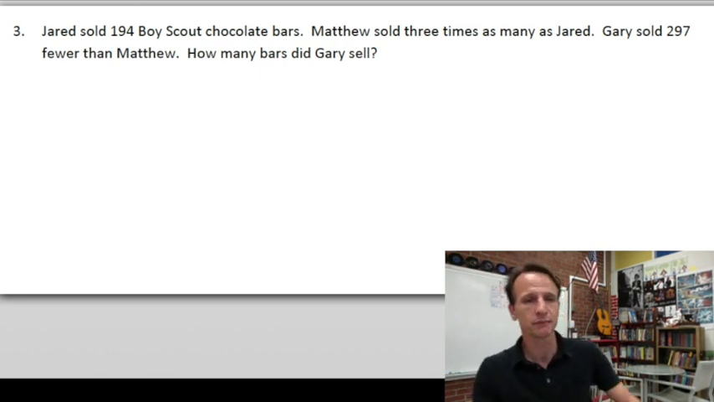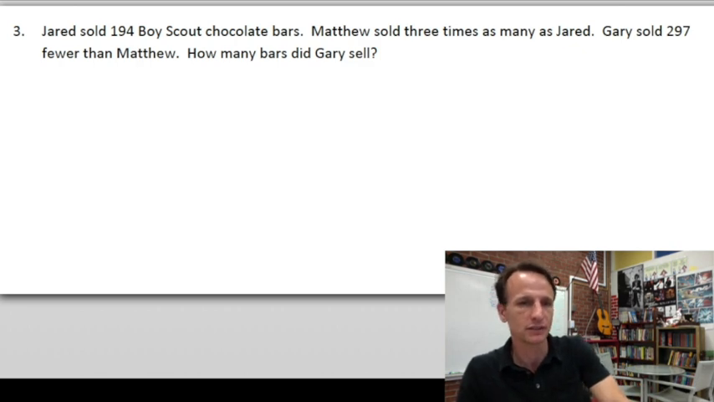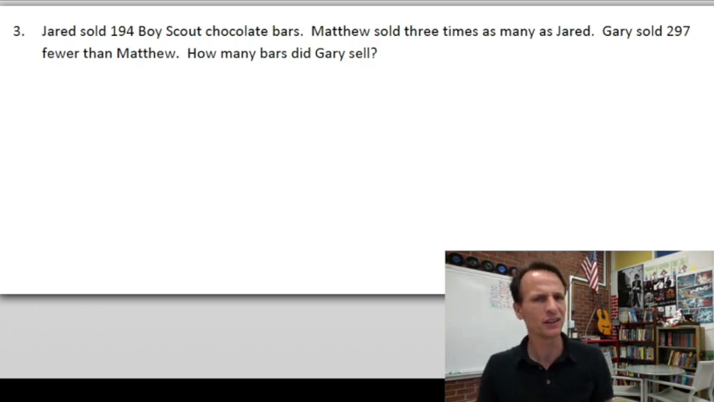So Jared, good little Boy Scout he is, sold 194 Boy Scout, it's a tongue twister, 194 Boy Scout chocolate bars. Good. Matthew sold 3 times as many as Jared. Gary sold 297 fewer than Matthew. Our question simply is, how many bars did Gary sell?